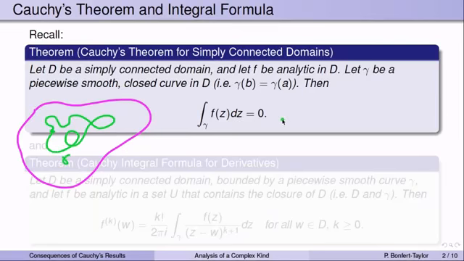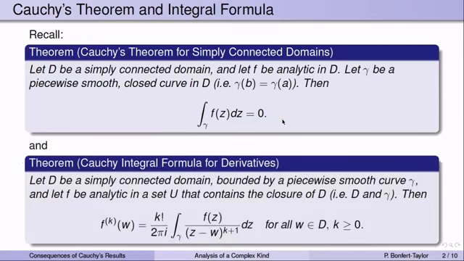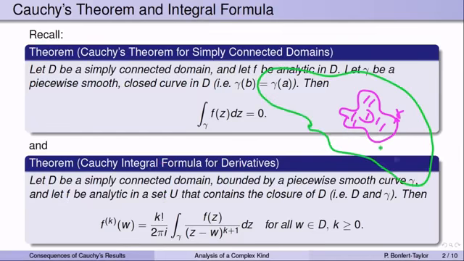From this theorem, we were able to conclude the Cauchy integral formula. And here is the version that we had in the very end, which also included derivatives. Suppose D is a simply connected domain bounded by a piecewise smooth curve gamma. So we have some kind of curve gamma, and it bounds the simply connected domain D. And we always orient it counterclockwise. Suppose f is analytic in a set U that contains the closure of D, so D and gamma. So we have some U that contains D together with its boundary, the curve gamma. The claim is then you can find the kth derivative of f at any point w inside D by integrating over the curve gamma the function f of z divided by z minus w to the k plus first power.